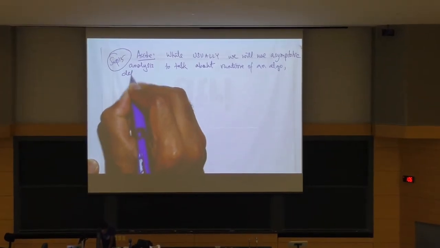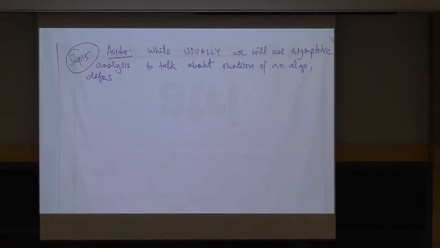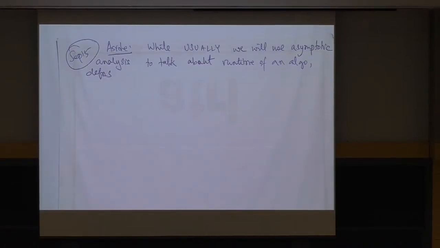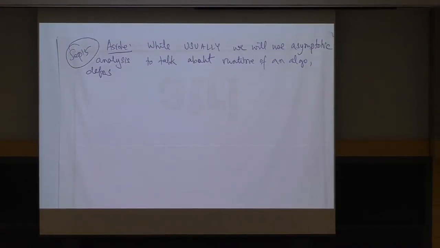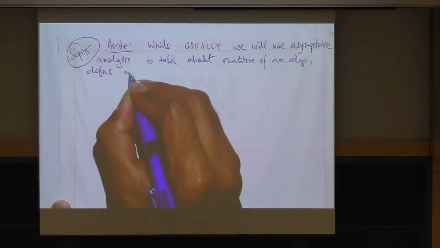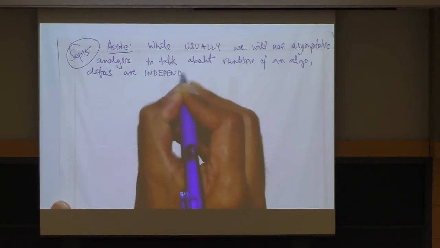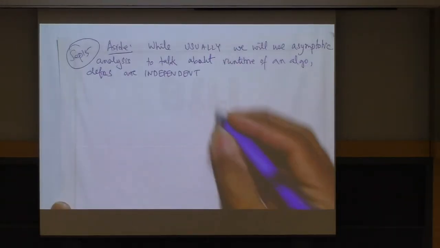If you note, when we defined big O and big omega, we were not talking about any algorithm, we were not talking about runtime of the algorithm. We just said there are functions f and g. So the definitions are independent of the semantics of g.